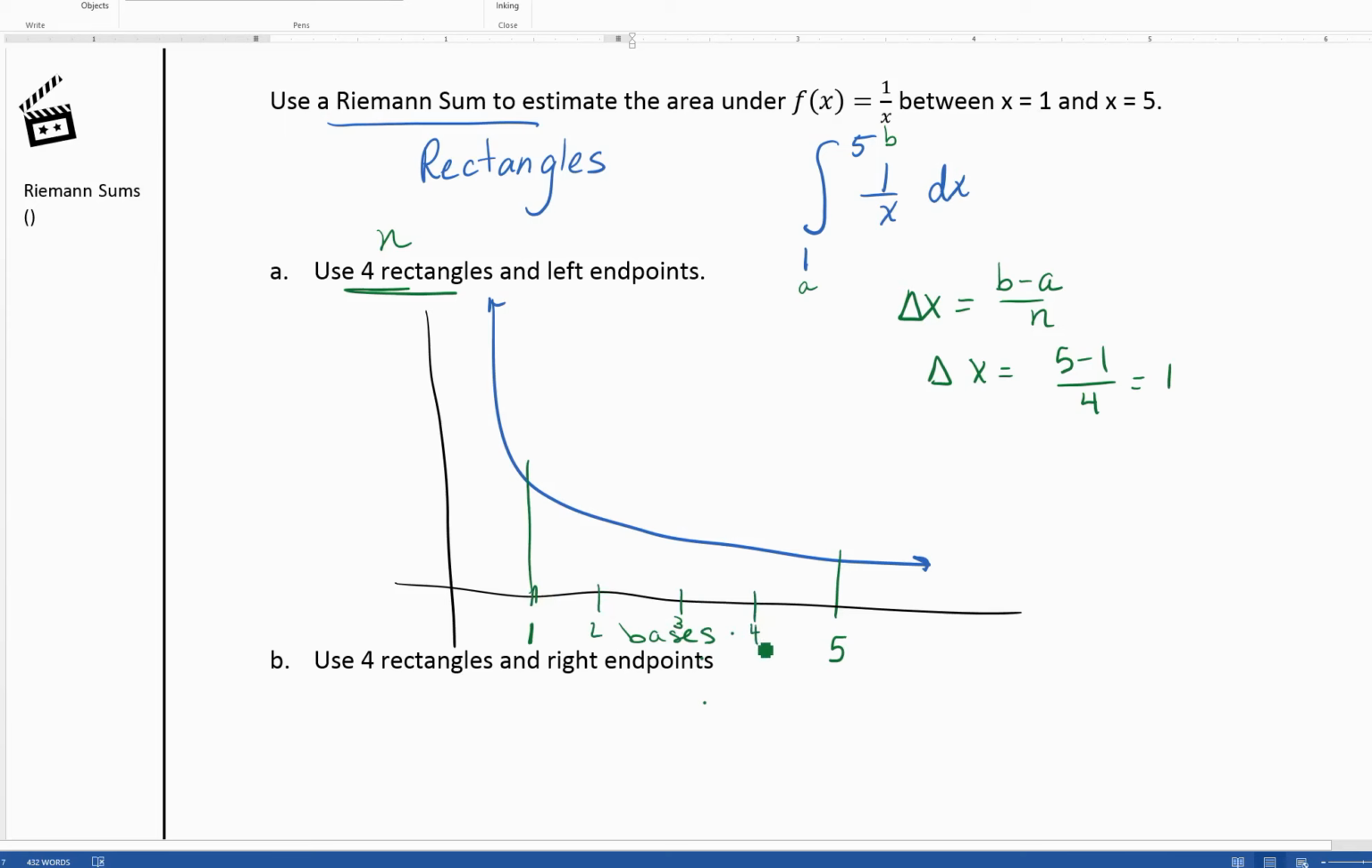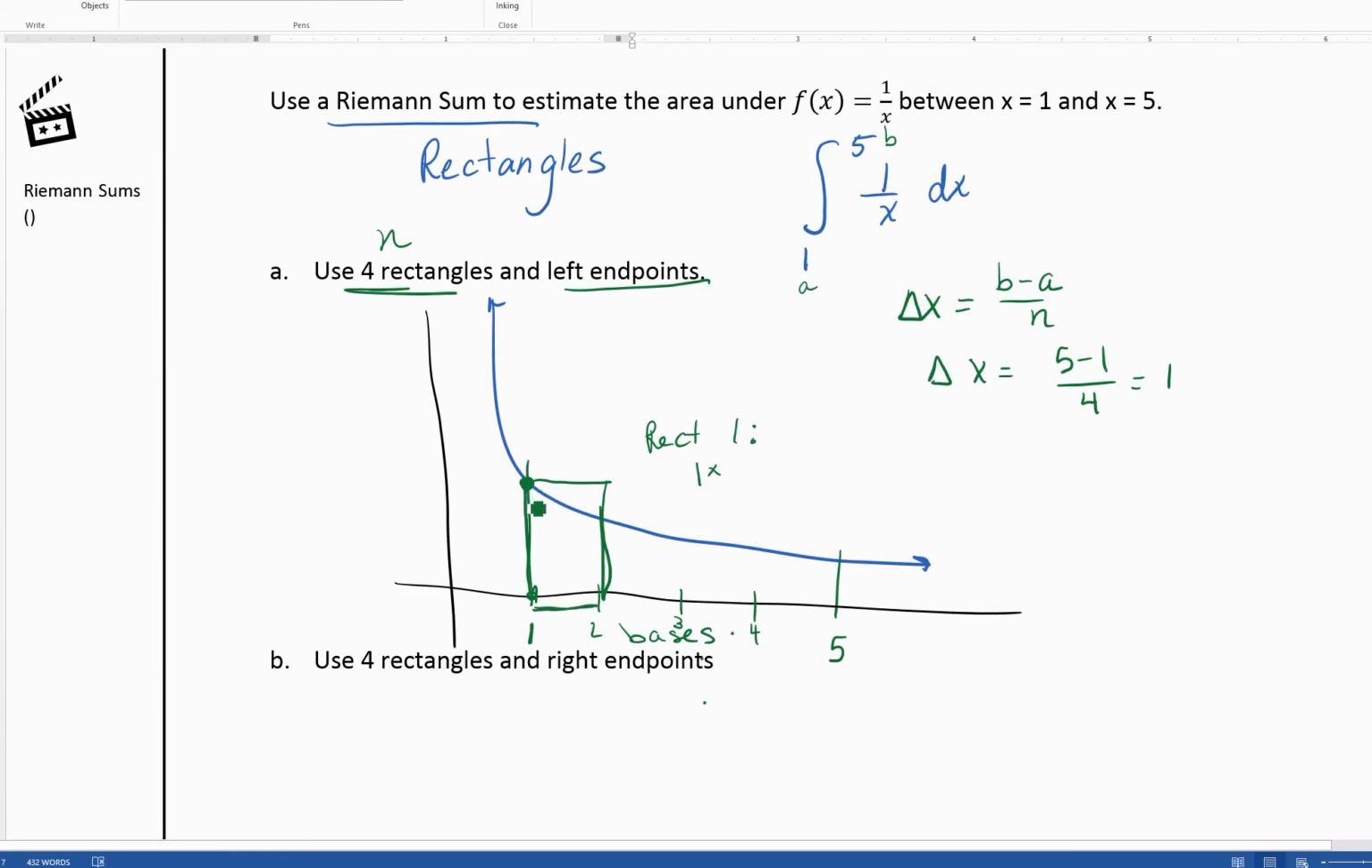Now this says left endpoints. So this is going to be the base of your first rectangle. You're going to go to the left endpoint, which would be here, and go up to the height of the graph, and then make a rectangle. Now the reason we like rectangles is that their area is really easy to find. It's just length times width. So the area of this rectangle, rectangle 1, the width here is 1 times the height.